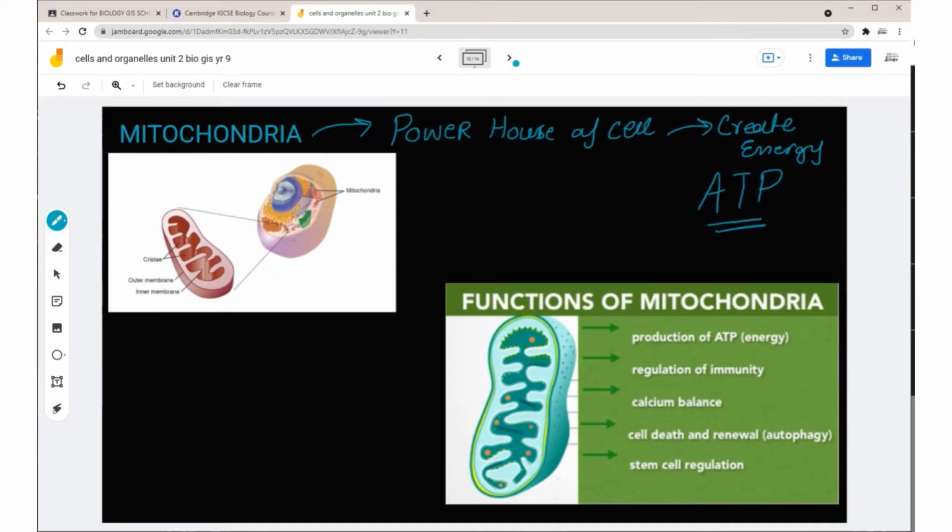Our cell is also like this. Our cell says, no, bro, I will not take glucose. I will not take vitamins. I will not take minerals. The only energy I need is ATP. So mitochondria have to convert all the energy which we eat into ATP, because the cell only likes ATP. Make sense?